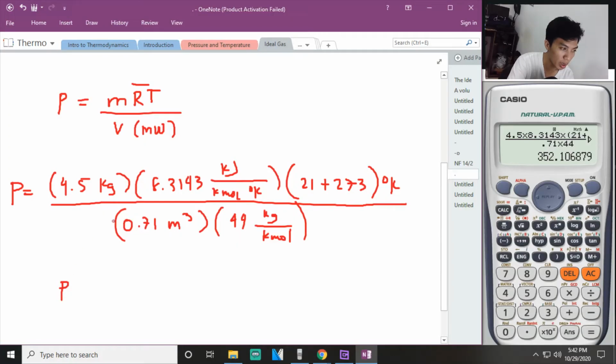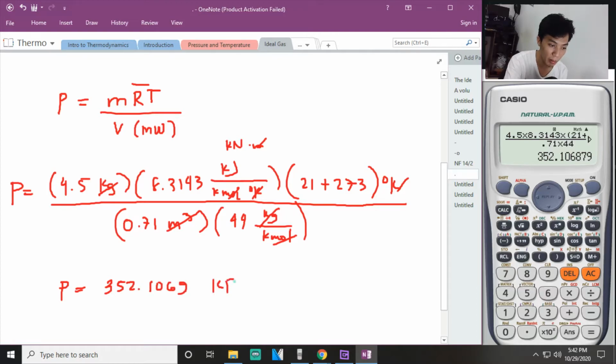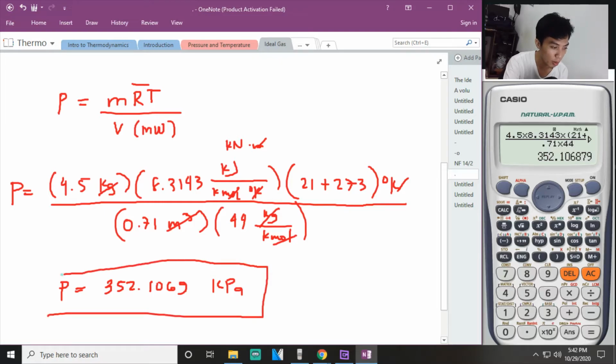Pressure, ano magiging unit yan? Kilogram, cancel. Kilomole, cancel. Cancel yung isa ditong meter. Okay, kasi kilojoule eh. Yung kilojoule kasi kilonewton meter. Okay, matitira isa. Kilonewton nandito na sa kilonewton per meter squared. Kilogram, kilomole, Kelvin, Kelvin. Kilonewton per meter squared. That is kPa. 352.1069 kPa. That is the pressure of your ideal gas. Okay?